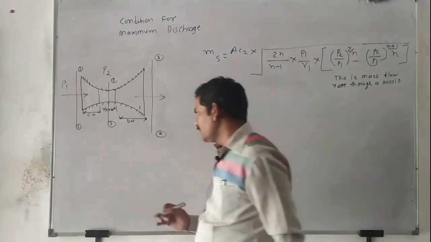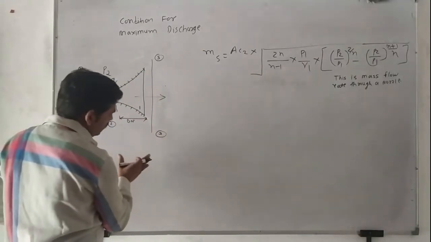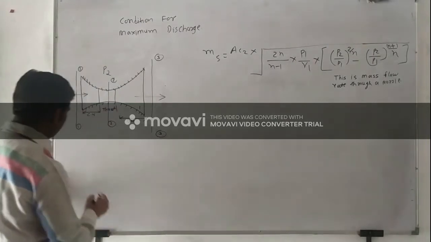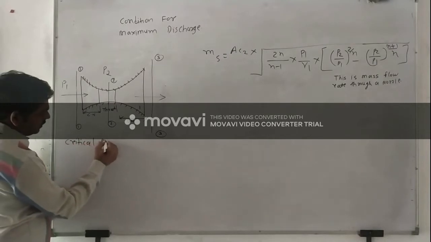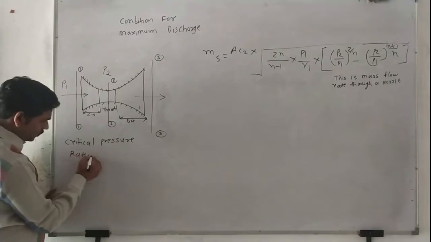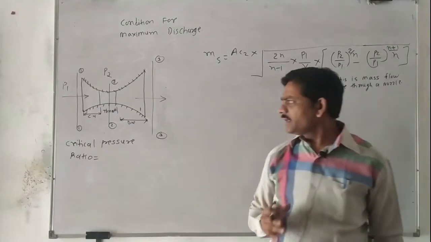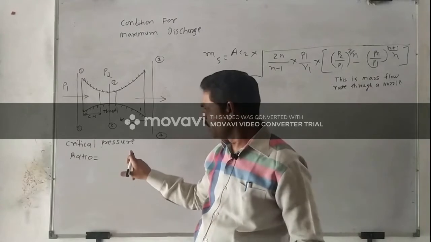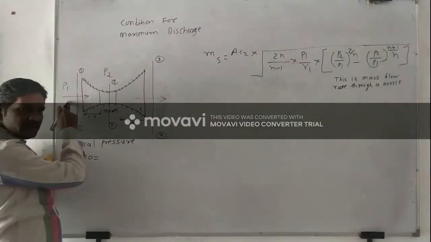Okay, let's see how. This is our equation. Before solving this derivation, we need one definition: the critical pressure ratio. What is the critical pressure ratio? It is a very easy definition. It is the pressure ratio of the throat pressure to the inlet pressure.